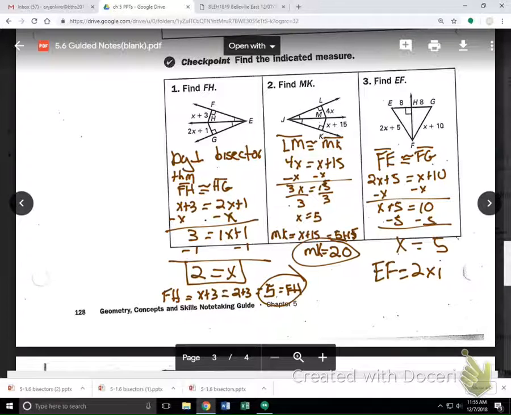So our formula for EF is 2x plus 5. We're going to substitute in our x. So 2 times 5 plus 5. 15. So our goal in this problem was to find the distance of EF.